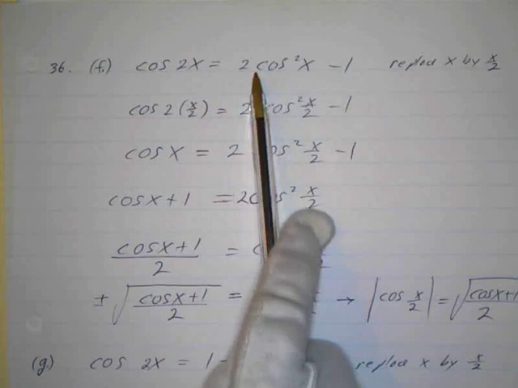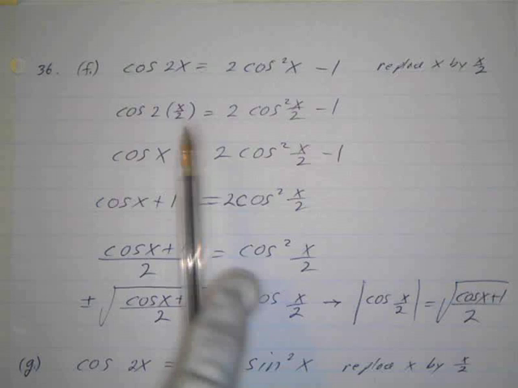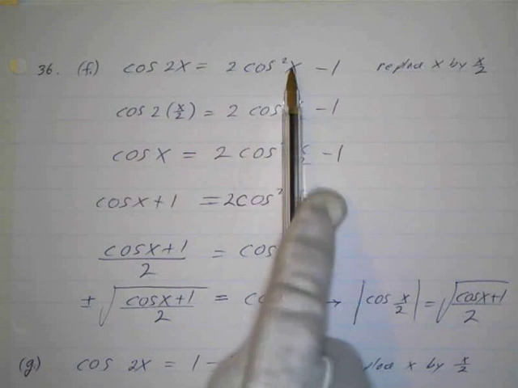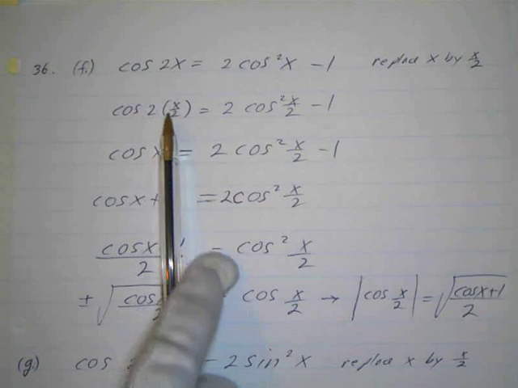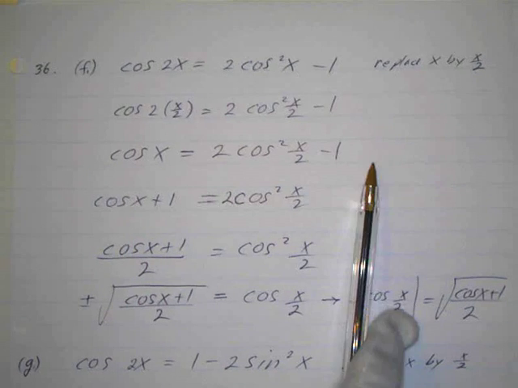Cosine of 2x equals 2 cosine squared of x minus 1, and then instead of writing x, I write x over 2. So this is 2 times x over 2, and this is the cosine squared of x over 2 minus 1, two of those. What's 2 times x over 2? That's just x. So all I did was simplify this.